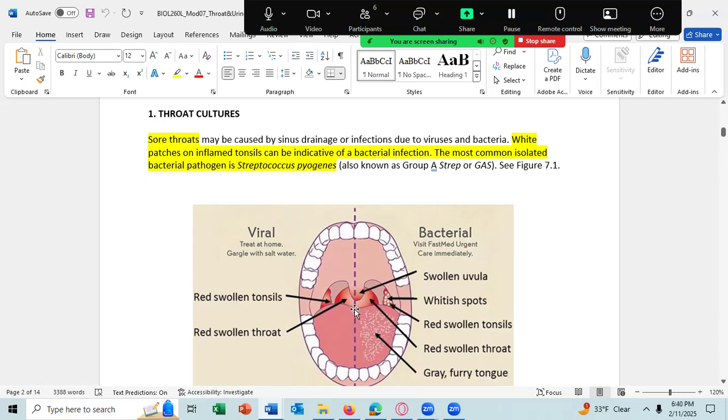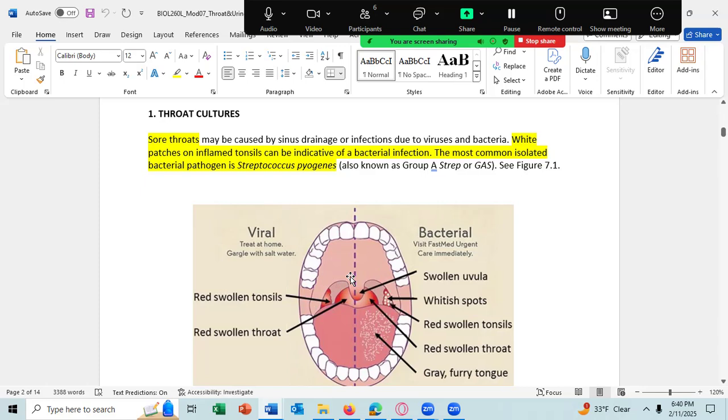For a viral culture, we do not see the white patches or spots, and it'll just be a red throat. So with bacteria, you have red and white patches. And with virus, it's just red.